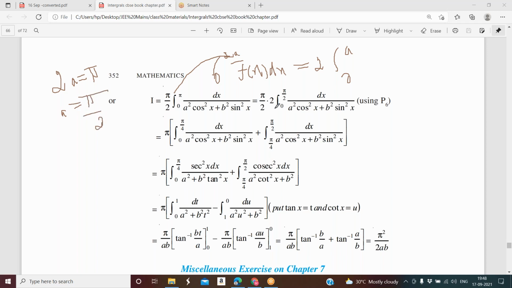Okay, so 2 times integral 0 to pi by 2. Already we have pi by 2 outside. 2 times integral 0 to pi by 2, 1 over a square cos square x plus b square sin square x, and 2 and 2 will get cancelled. So integral 0 to pi by 2 is written as 0 to pi by 4 plus pi by 4 to pi by 2. Okay. How will you evaluate this integration?